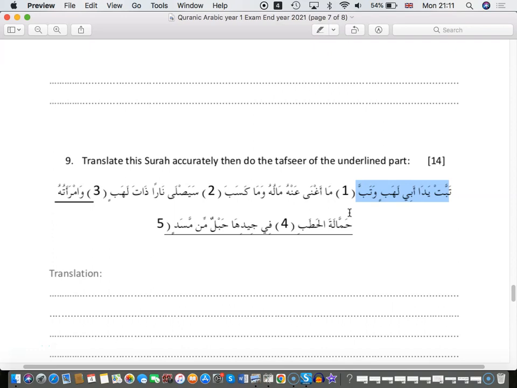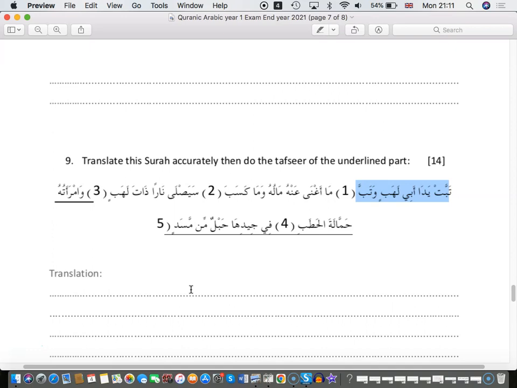£1.40. What was the first translation? So the first one was Tabbat yada abi lahabin wa tab. So may the two hands of Abu Lahab perish and may he perish. That's the best one so far. Is there a better one? The father of flame. May the two hands of the father of flame perish. So you just switched one word. Okay, that's good. It's okay because he came up with that first. You kind of plagiarized him, so most of it.